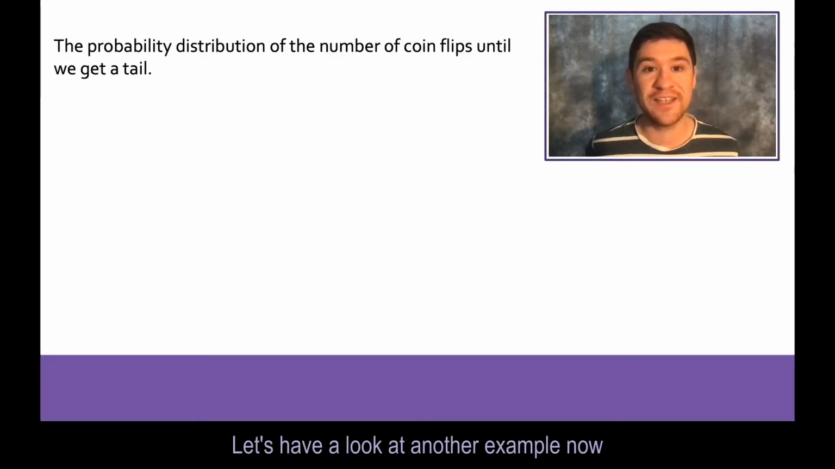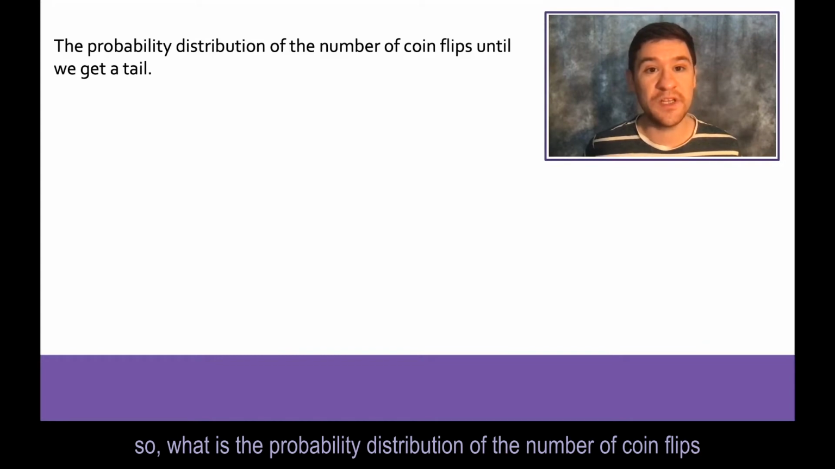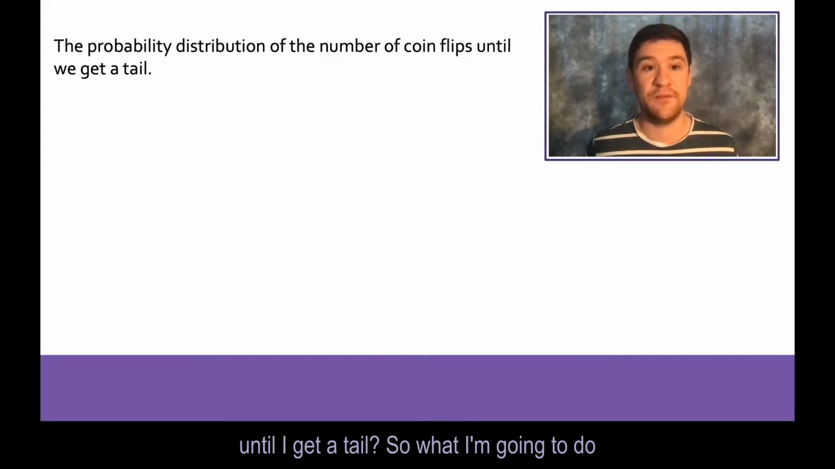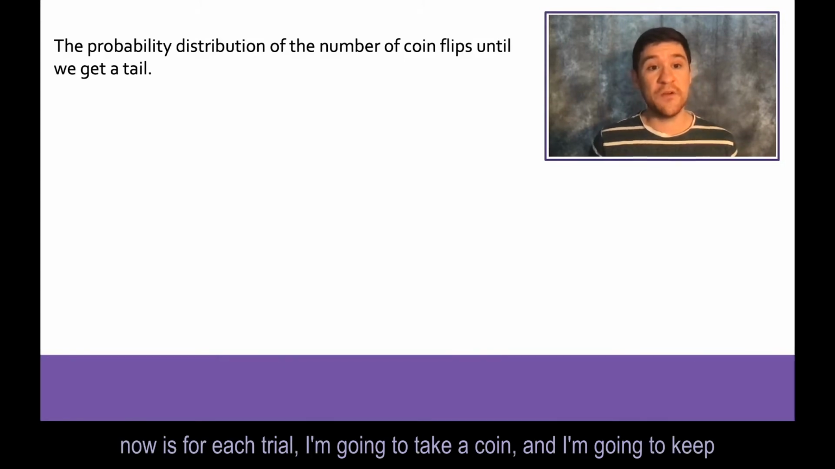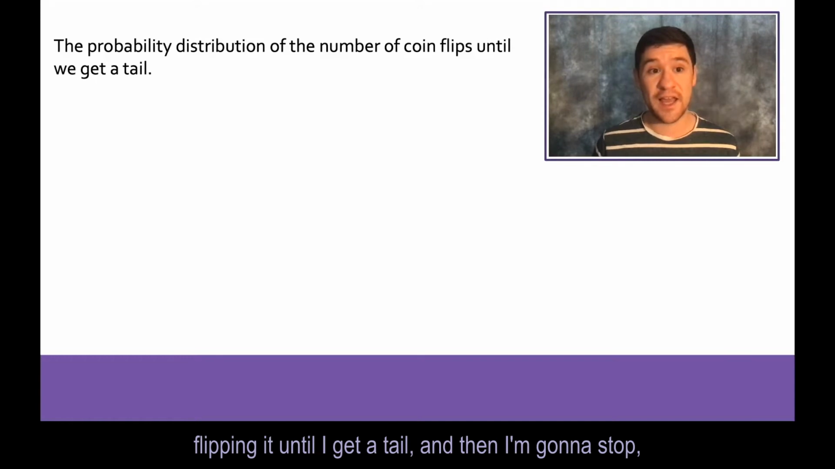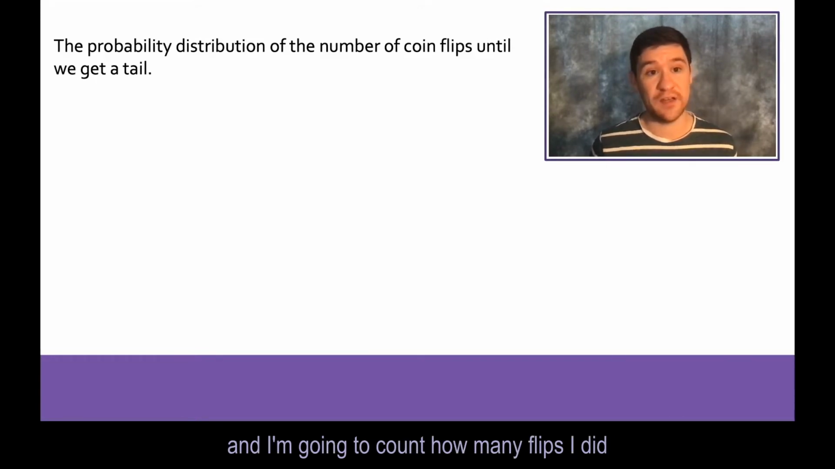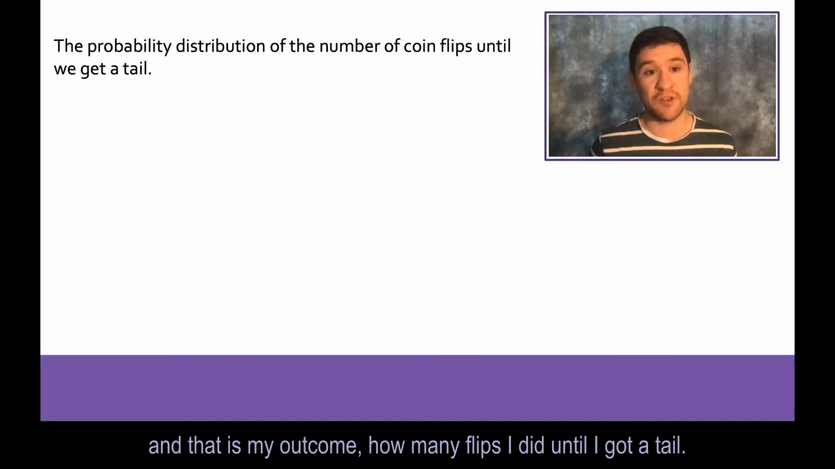Let's have a look at another example now. So what is the probability distribution of the number of coin flips until I get a tail? So what I'm going to do now is, for each trial, I'm going to take a coin and I'm going to keep flipping it until I get a tail, and then I'm going to stop. And I'm going to count how many flips I did. And that is my outcome, how many flips I did until I got a tail.